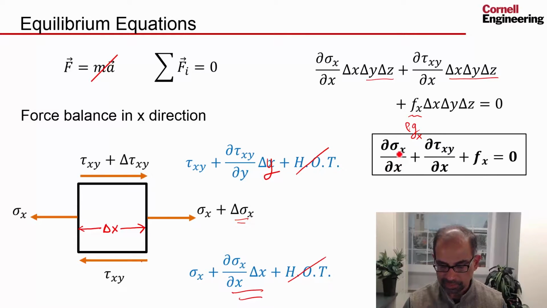So I get the rate of change of sigma x in the x direction plus, so there's a mistake here, this should be y, plus, sorry about that. Make those corrections, note those corrections, plus f x is equal to 0. So that's force balance per unit volume in the x direction.